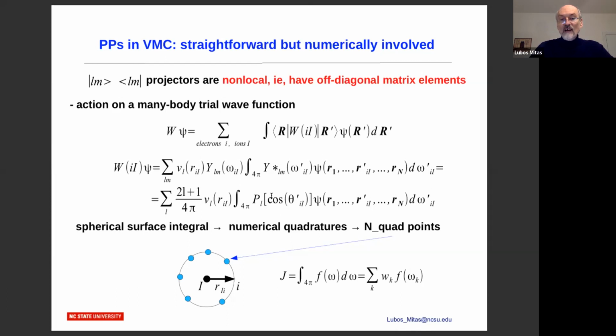And what does it mean? Well, we need to do an integral over the spherical harmonics, which means a surface integral over the sphere. And for that purpose, we use special quadratures. The code does that for you, but it's good to remember that you have a number of quadrature points, and it essentially evaluates it anywhere the non-local potential reaches. So this is essentially technical, still complicated, but nevertheless it can be done.